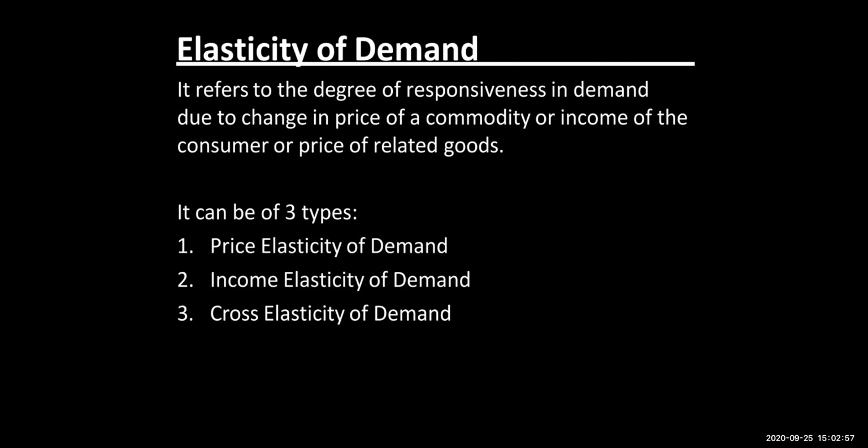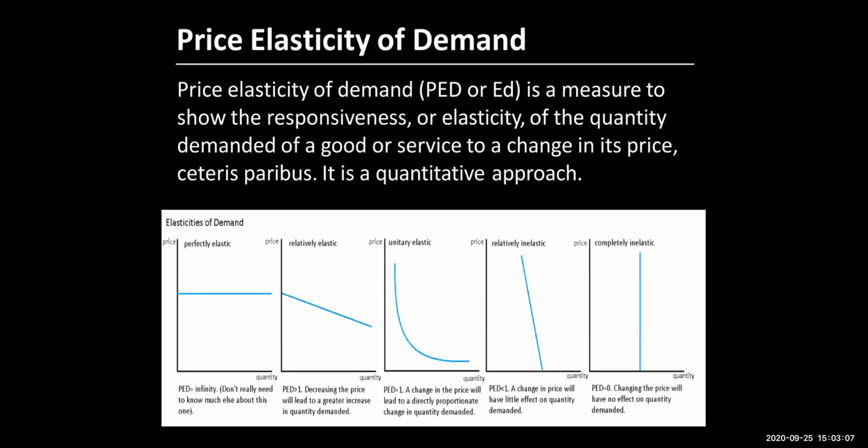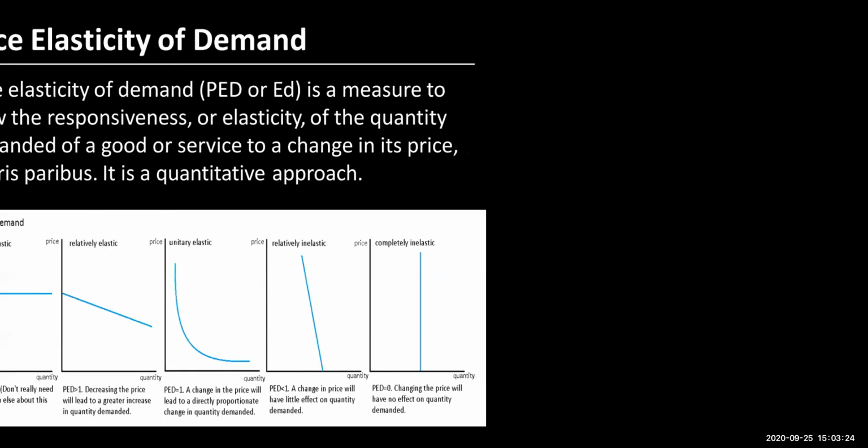Cross elasticity means when your demand is changing due to change in price of related goods, be it substitute good or complementary good. So price elasticity of demand shows the responsiveness or elasticity of quantity of demand of a good or service due to change in its price. We can see the 5 possibilities over here. There are 5 degrees to price elasticity of demand.